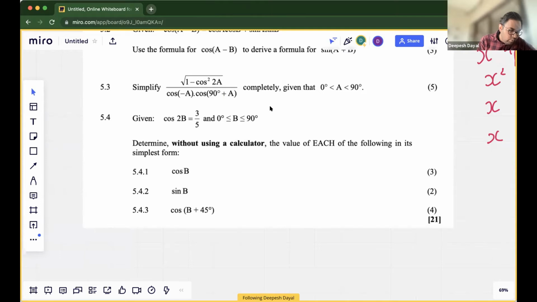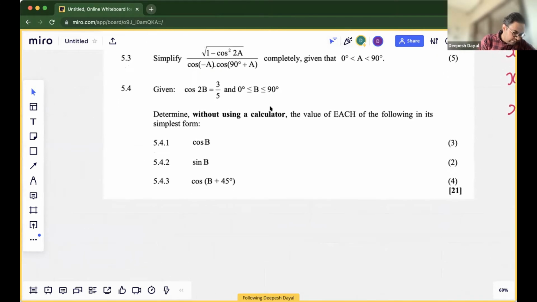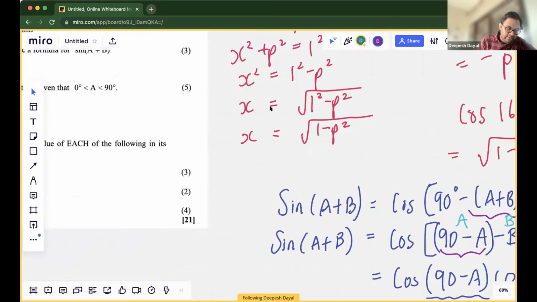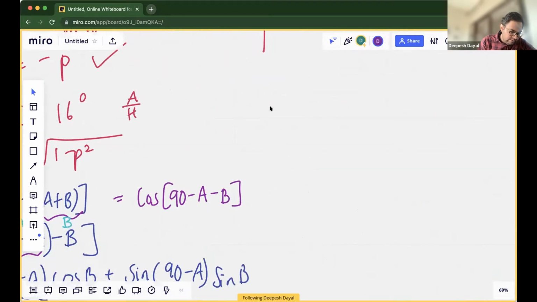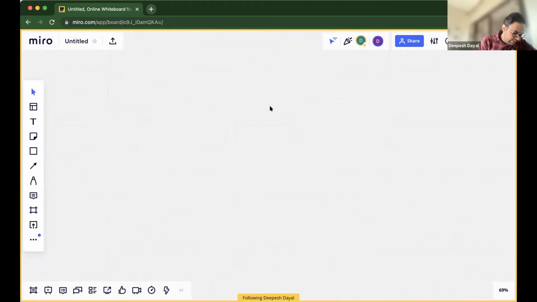We've got here 1 minus, I'm going to just rewrite this question. 1 minus cos 2a over cos minus a cos a 90 plus a. Let me write it on this side so that I have enough space here. Let's use green. Seho, you're saying it's 2a over sine a. Okay, we're going to have a look now.